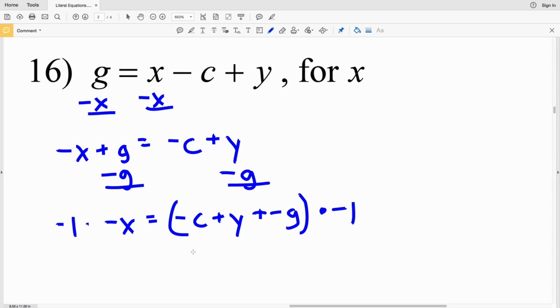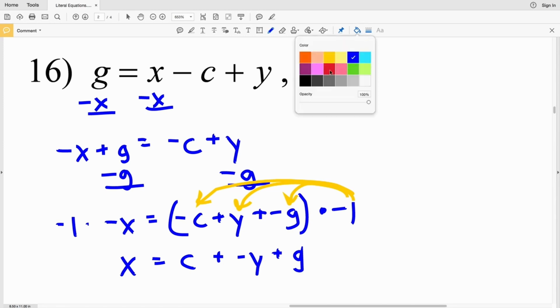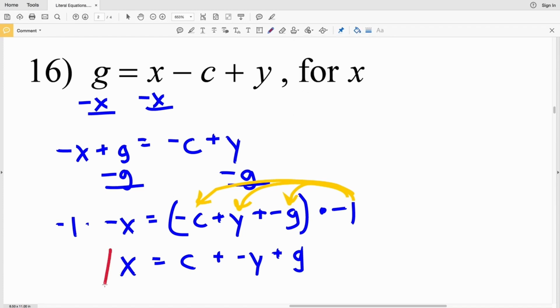Negative 1 times negative x is going to be a positive x, and we're going to have to distribute this negative 1 to the negative c, the positive y, and the negative g. So now negative c, or the opposite of c, times negative 1 becomes a positive c, y becomes a negative y, and g also has its sign switched to become a positive g. So x equals c plus negative y plus g. Again, you can rewrite this in many ways, one way being x equals g plus c minus y.